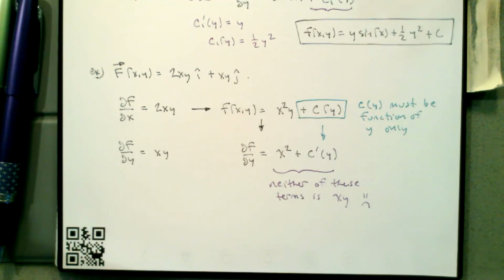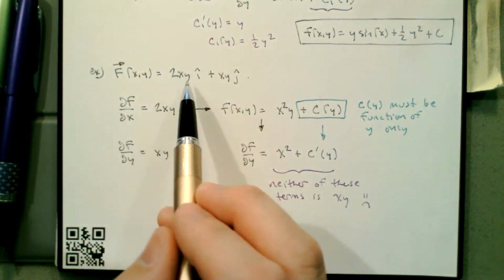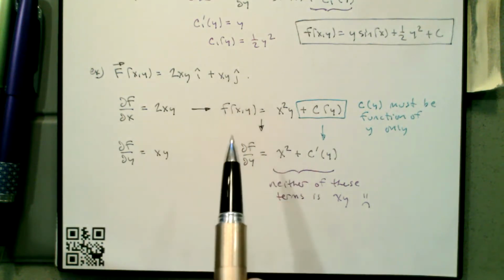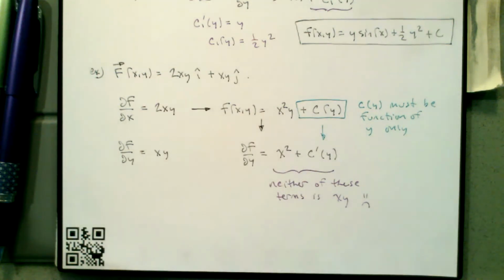Any questions? All right. So what we're comparing is the partial of the i component with respect to y with the partial of the j component with respect to x. And that's what's going on in this process. We're looking at the partial of the j component with respect to x and the partial of the i component with respect to y. I think this is definitely a more coffee problem.